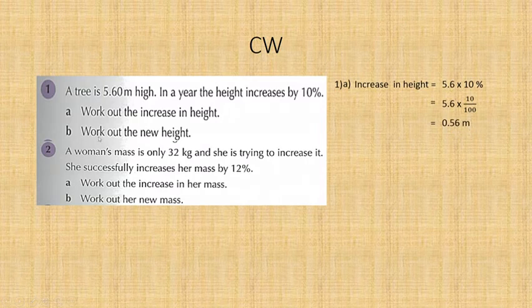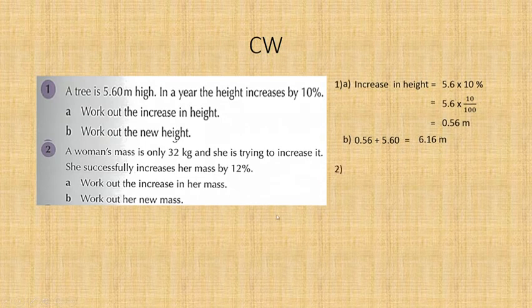I need to know the new height, like in the next year. What will happen? I will just add this number to the original height of the tree. So it's going to be 5.6 plus 0.56. The answer is going to be 6.16 meters. This is the new height of this tree in a year. Okay? So it's very easy.